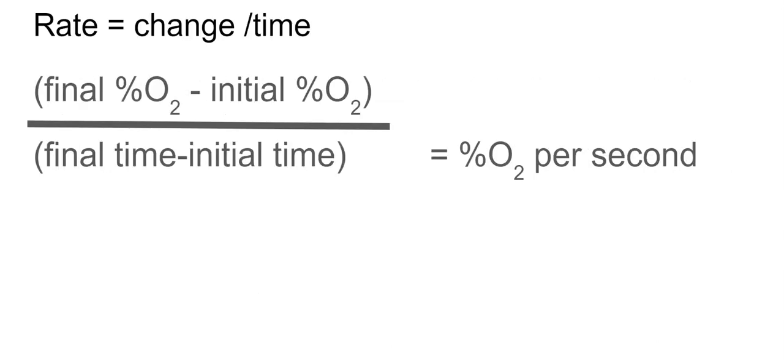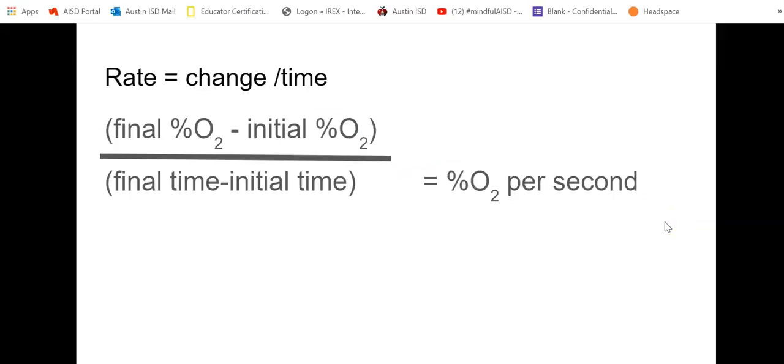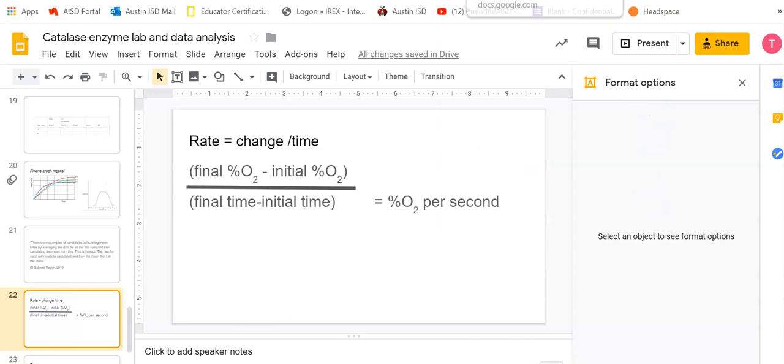If we look at rate, it's just the change over time. So in this particular case, if you measured percent oxygen, we're looking at the change in percent oxygen over the total amount of time. So here that's the final O2 minus initial O2 divided by final time minus initial time. And your unit is going to be percent oxygen gas produced per second. So let's go to the data.